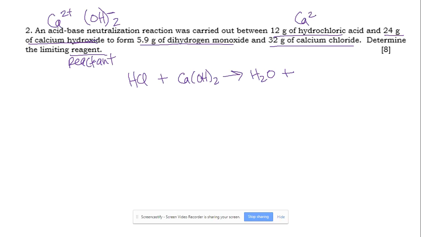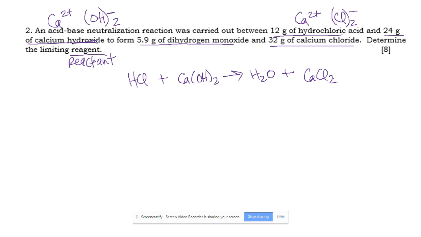Calcium still has a charge of +2. Chloride is a halogen with a charge of -1. +2, -1 don't balance out. I need 2 of these to have 2 minuses to balance out the 2 pluses. So calcium chloride is going to look like that.